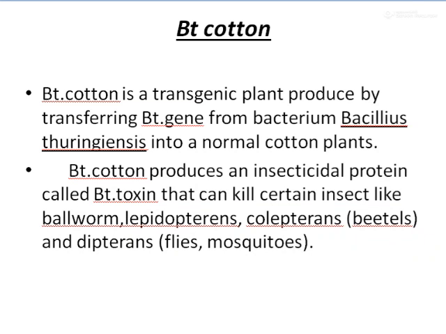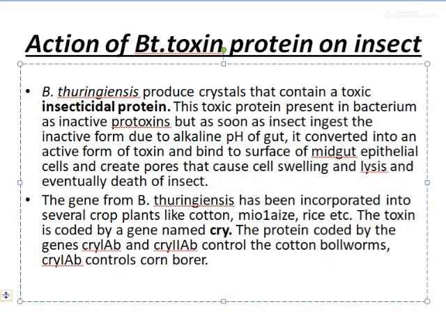Bt cotton produces an insecticidal protein called Bt toxin that can kill certain insects like bollworms, lepidopterans, coleopterans or dipterans, etc. Let's have a look at how this Bt toxin works on insects, the action of Bt toxin protein on insects.